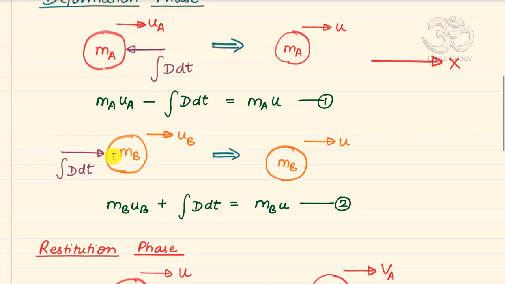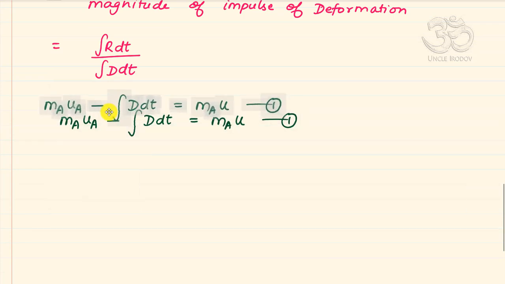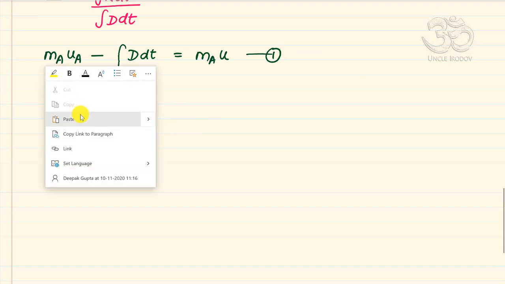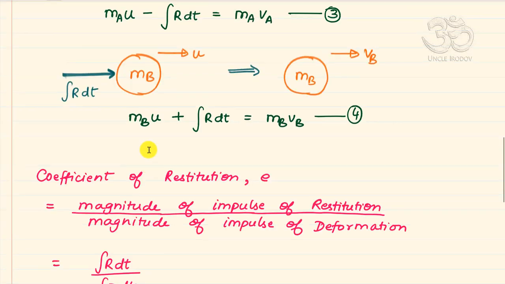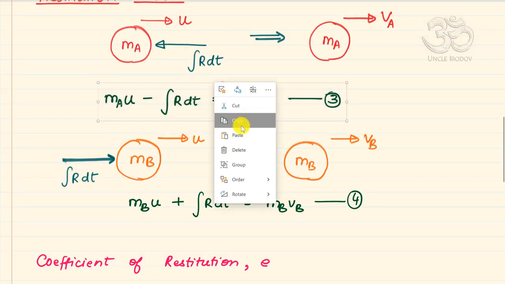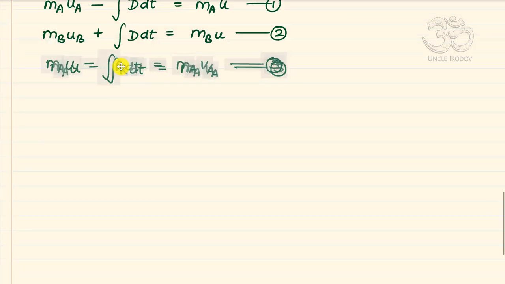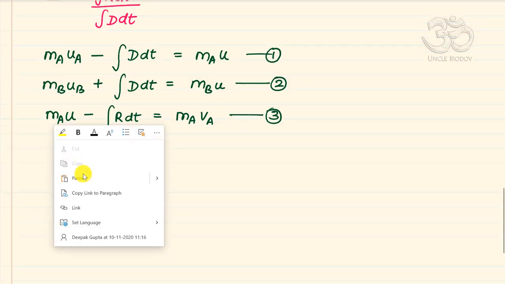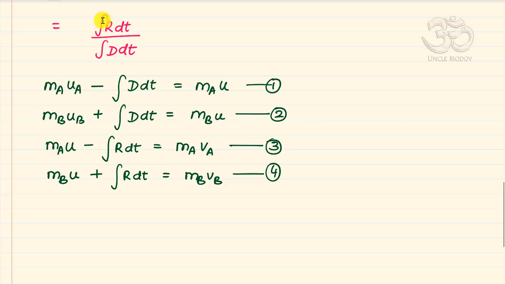So let me take all these equations and keep them here so that I can see all of them in one go and try to solve. So this is 1, this is 2, this is 3, and this is 4. In order to find out integral of R dt and integral of D dt from this set of equations, what you can do is maybe divide 1 by ma, because that will leave just a u term here, and from that subtract equation number 2 divided by mb.